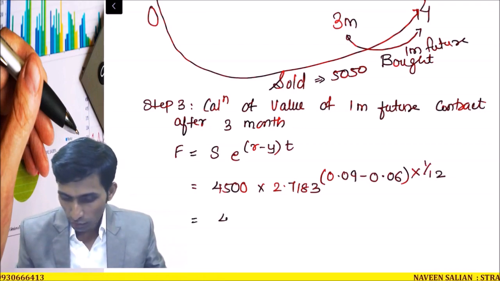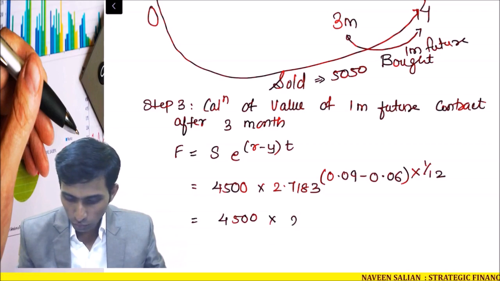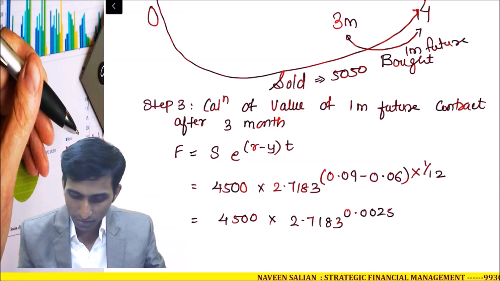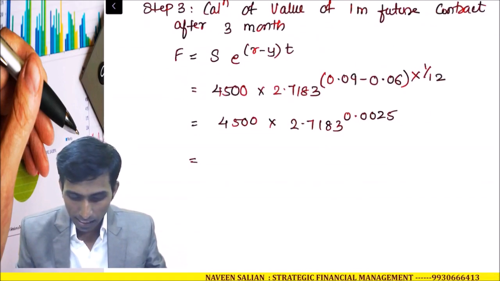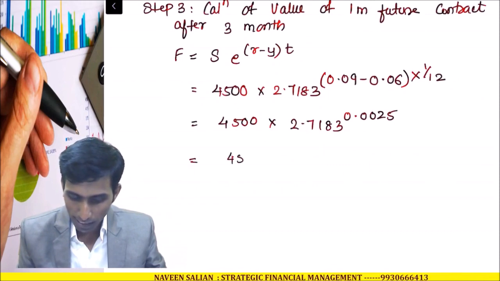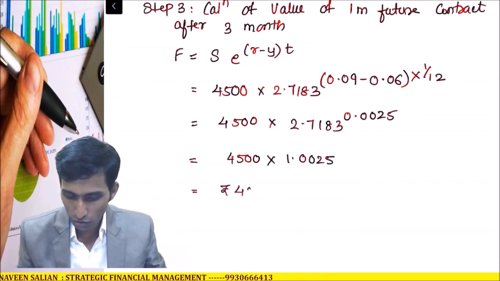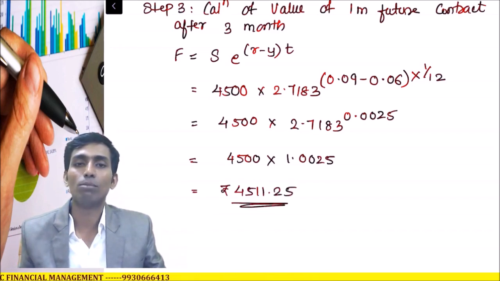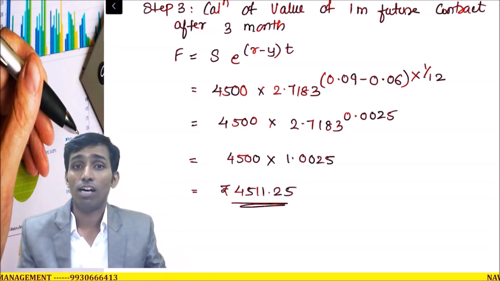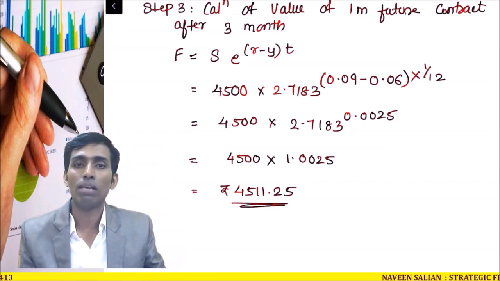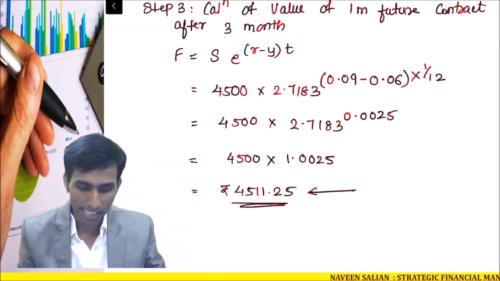So you try to calculate this. 4500, you know the steps, 2.7183 raised to, I think this should be 0.0025 if I'm not wrong, please check, and is equal to 4500 into 1.0025 would be the answer. And the price of the future contract for 1 month is 4511.25, meaning after 3 months when you go to buy the future contract, you see that the 1 month future contract is trading at this price.